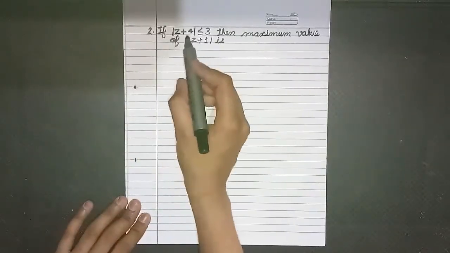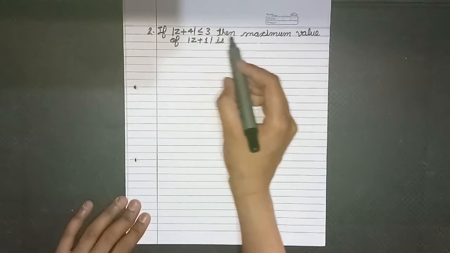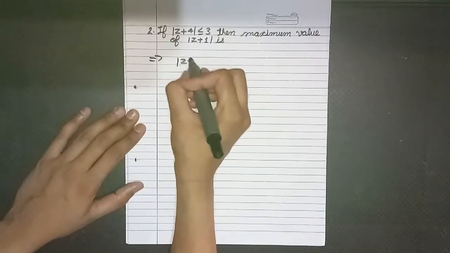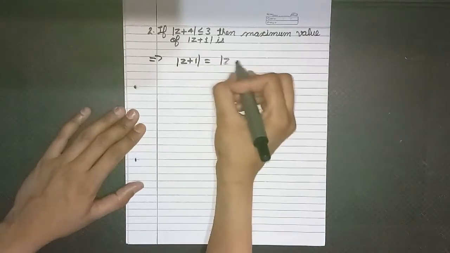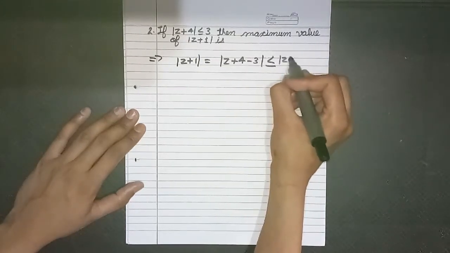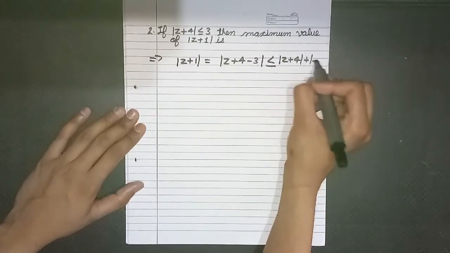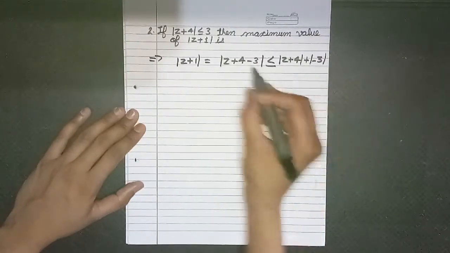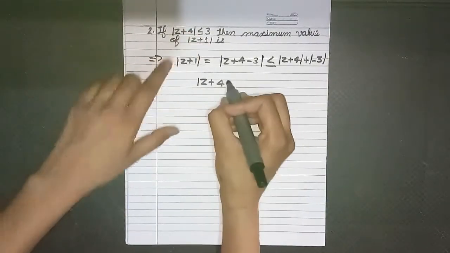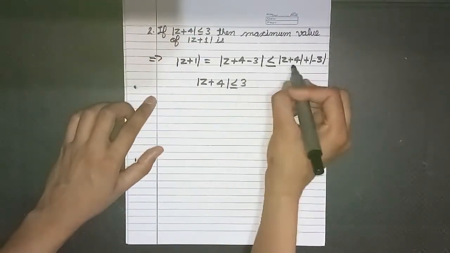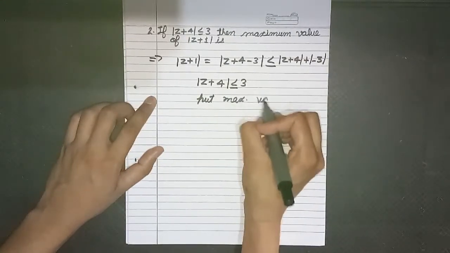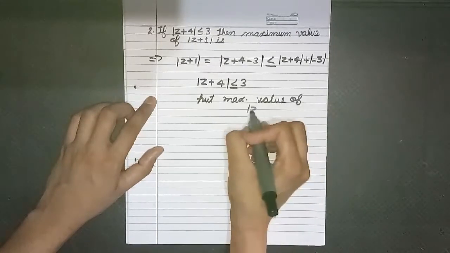Example 2: if |z + 4| ≤ 3, then the maximum value of |z + 1| is. So we have |z + 1| = |(z + 4) − 3|, and this is less than or equal to |z + 4| + |−3|. Now we have |z + 4| ≤ 3, this is given, right? Now put the maximum value of |z + 4| equal to 3.